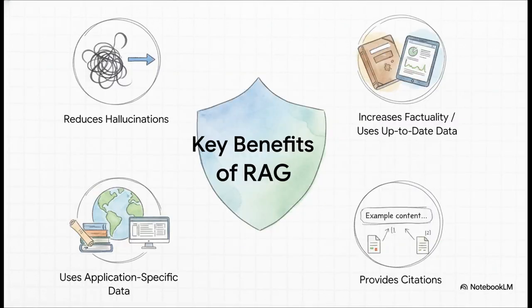This whole RAG process makes AI systems so much more trustworthy. It drastically reduces hallucinations, it lets the model use up-to-the-minute or private data it was never trained on, and it provides citations so that users can actually go and verify the answers for themselves. This is how you build trust.